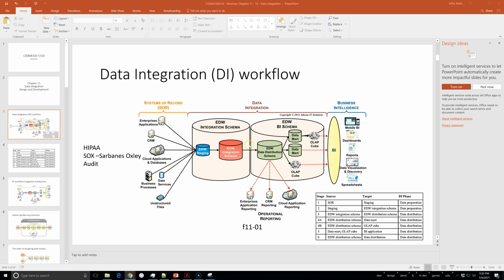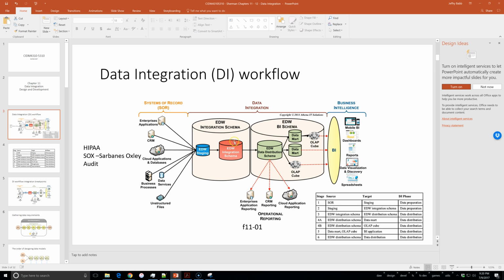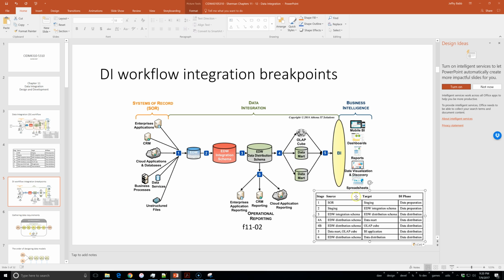So these are these breakpoints here. In fact, it might have been better, it might have been more appropriate to put that table here. Yeah. So these are each of these breakout points.